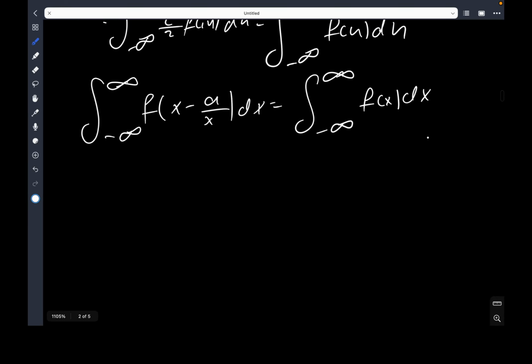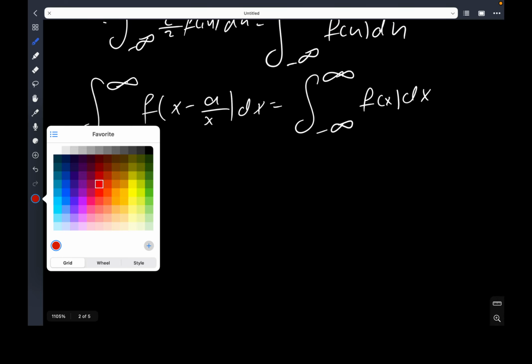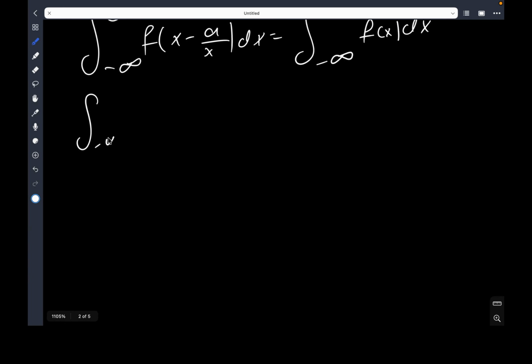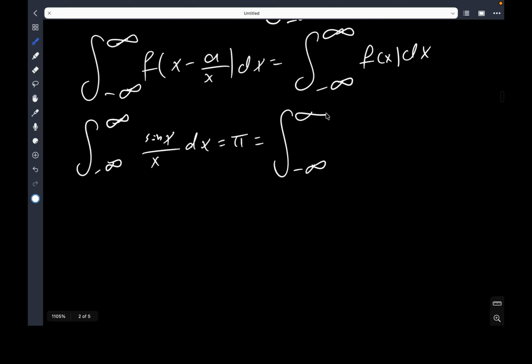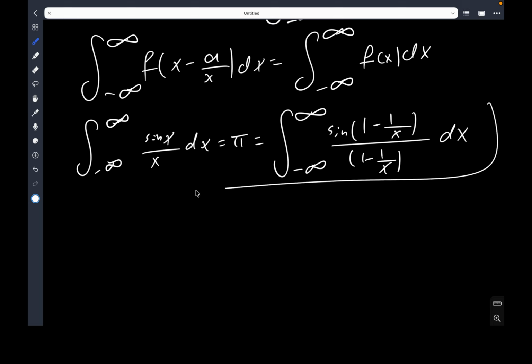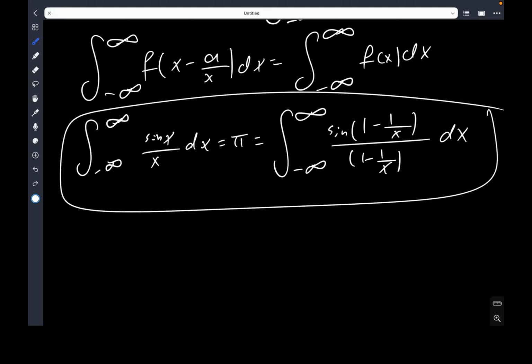For example, if you remember this integral that I solved in my other videos, the integral from negative infinity to infinity of sine x over x dx is equal to pi, which is equal to, if we apply the same logic here, sine of 1 minus 1 over x over 1 minus 1 over x dx. And this is one way that we can use this logic here.